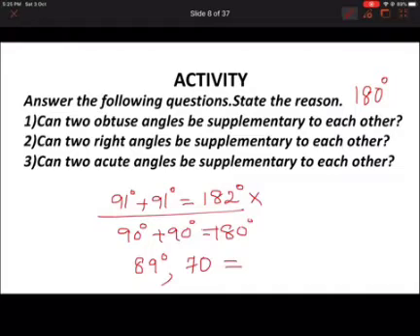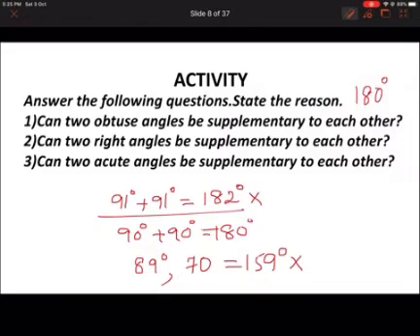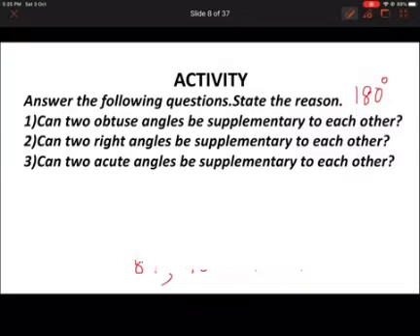Now, let's add up. What is the total? 89 and 70. So the total adds up to 159 degrees. Again, you cannot call them a supplementary pair, children. So I hope you understood what a supplementary angle is and when you can call a pair of angles supplementary angles. Okay, now clearly answer the questions.